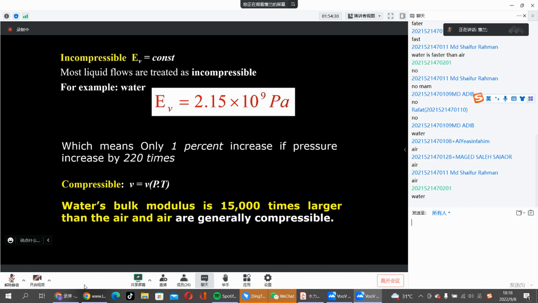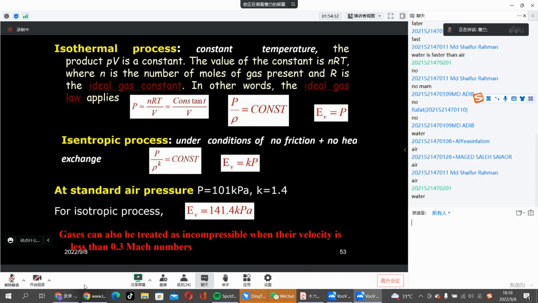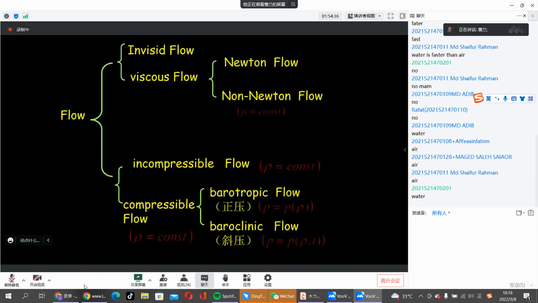And in fluid statics, we will see the difference in the hydraulic lift. Okay, this one we don't need to know. So for now, for flow, we have the classification of flow according to whether we consider viscosity. We have inviscid flow and viscous flow. And for viscous flow, if the viscosity is a constant, we name it Newtonian flow. Otherwise, it's non-Newtonian flow.